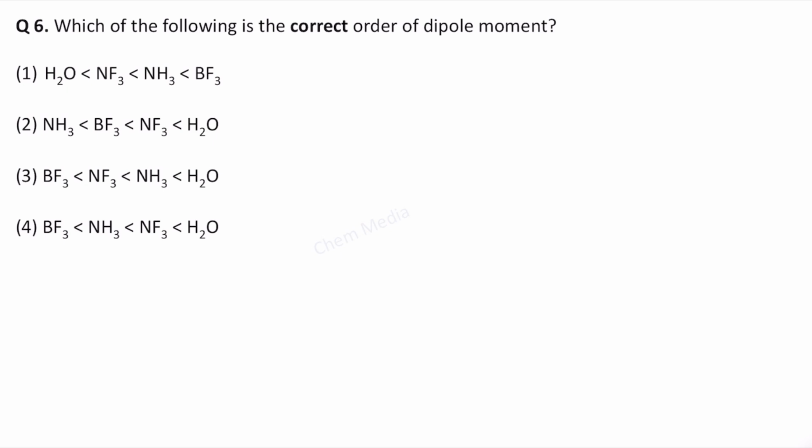Among them, BF3 is certainly different because the hybridization in BF3 is sp2. In the other cases, the hybridization for the central atom is sp3. So, we need to see how the vector sum is, because dipole moment is a vector quantity.